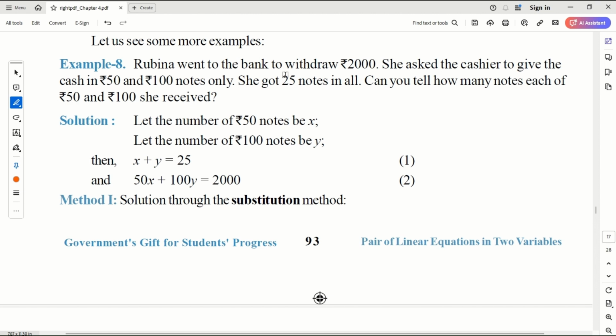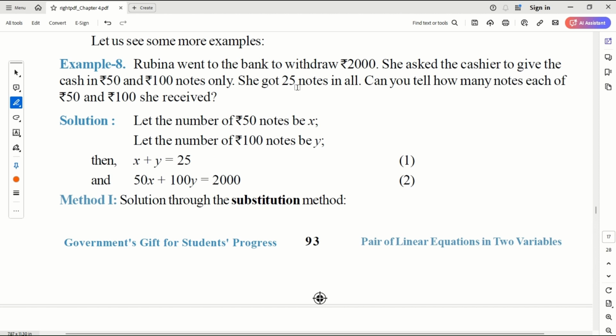Rubina went to a bank to withdraw 2000 rupees. She asked the cashier to give the cash in 50 rupees and 100 rupees notes only. She got 25 notes in all. Can you tell how many notes each of 50 rupees and 100 rupees she received? So she doesn't know how many 50 rupee notes and how many 100 rupee notes she received, so those are the variables you have to define. Let the number of 50 rupee notes be x, let the number of 100 rupee notes be y.